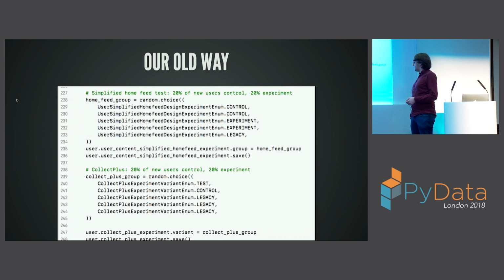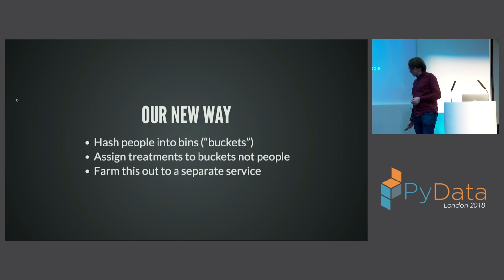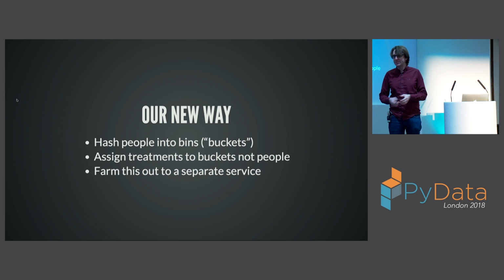So we wanted a better way. And the better way is something like this. Instead of picking who specifically gets what experience, we will group people arbitrarily based on essentially a hash of their user ID into one of a number of bins. For us, it's 300 bins, buckets. And then when we're deciding to launch an experiment, we will allocate that to those bins, not to the individual people.